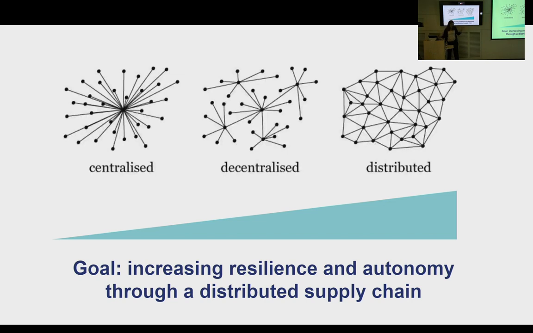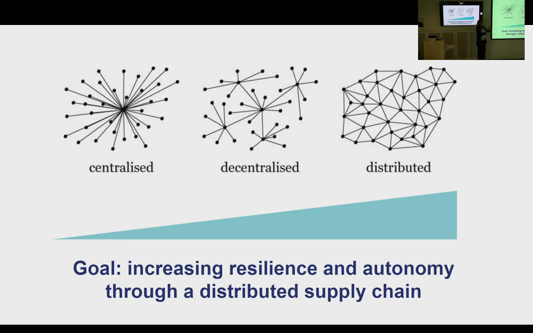So I hear you ask, how can open source play a role in this? Our goal is basically increasing resilience and autonomy in terms of access to research tools through a more distributed supply chain. I've shown you the map, that now it's pretty centralized. It's manufactured in a small number of places. It needs to get to a large number of places.